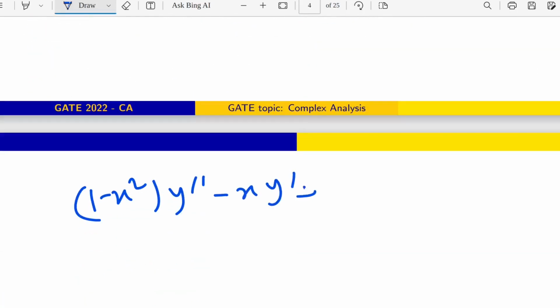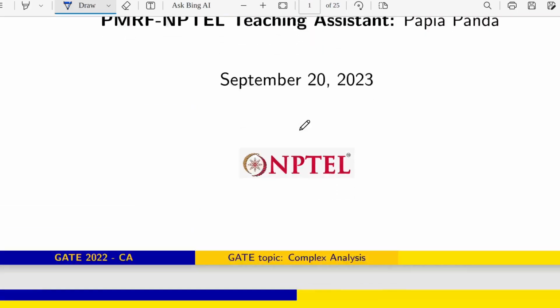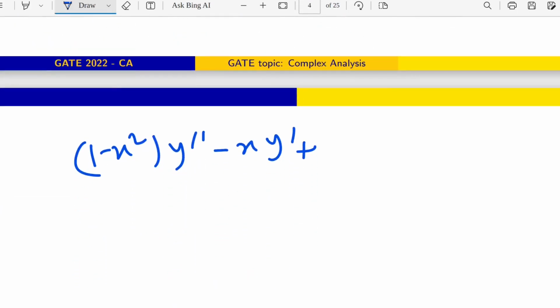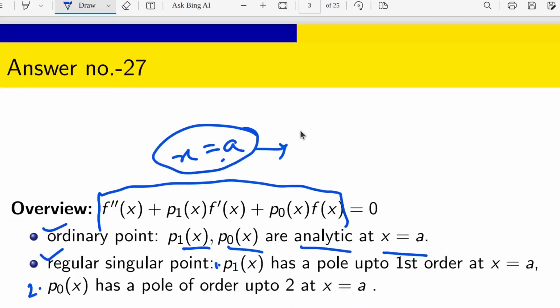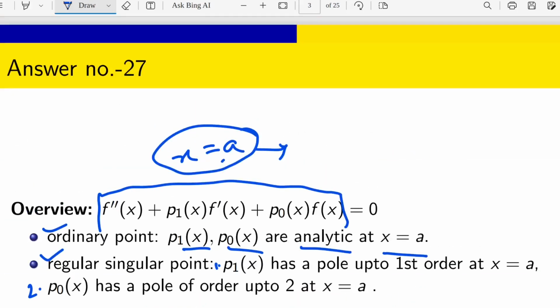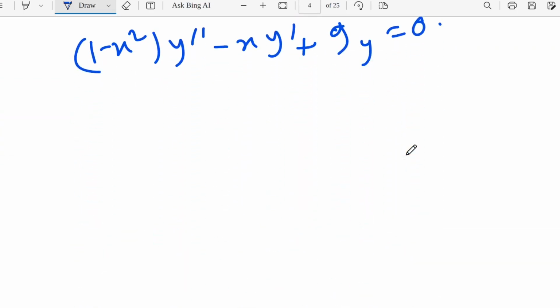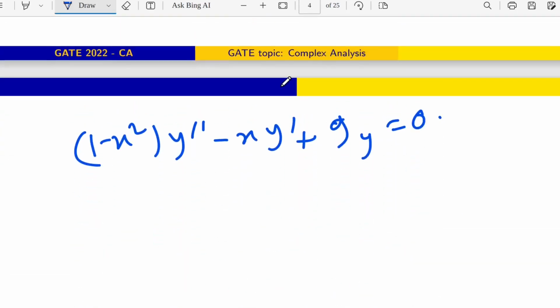plus 9y equals to 0. So this is the expression for the ordinary differential equation, and I told you the general expression of an ordinary differential equation is f double prime x plus p1x f prime plus p0x fx, and obviously you can see that from those two conditions we are talking about p1x and p0x. So what we have to do at the very first is calculate what are the p1x and p0x. So let us do that one.